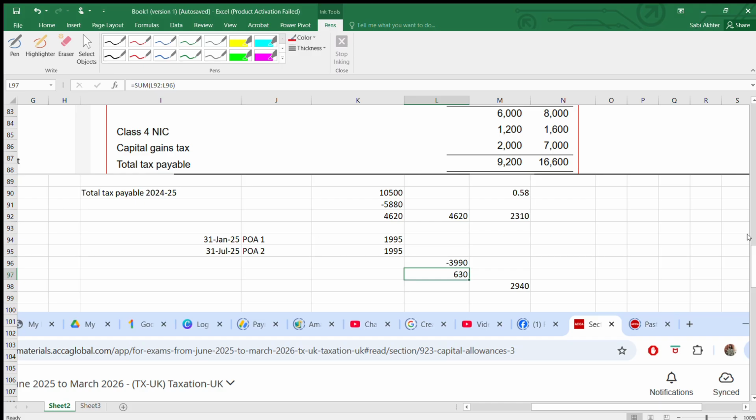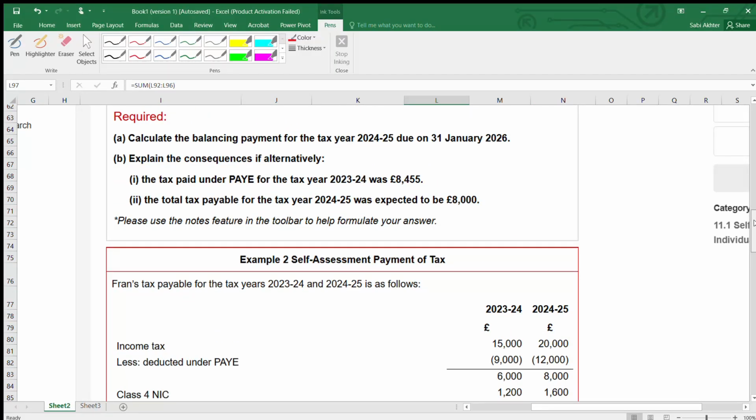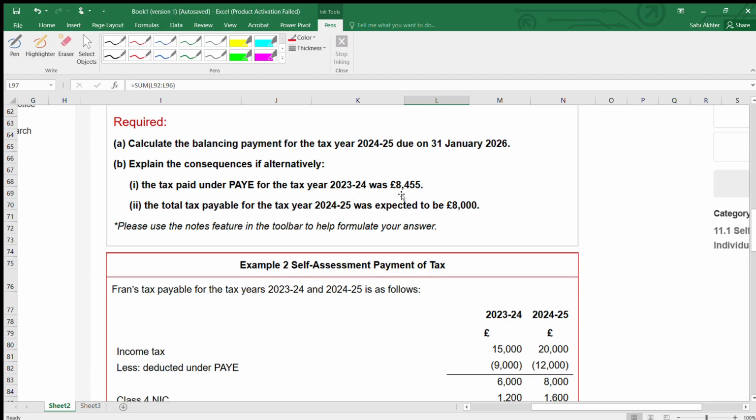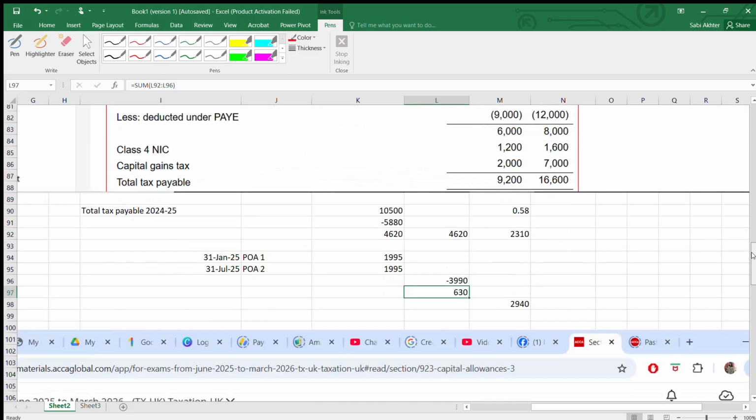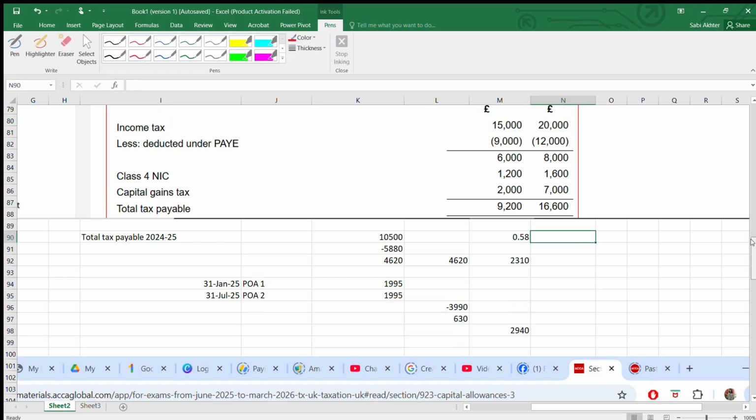Now coming to part B. Consequences. If tax deducted is 8455, you see here, what was the tax in the previous year?